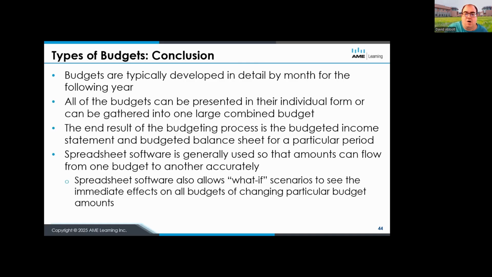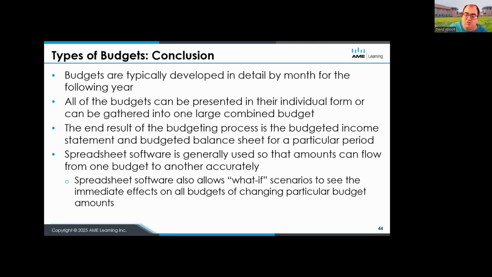So budgets are typically going to be developed in detail by month for the following year. All of the budgets can be presented in their individual form, or they can be gathered together into one large budget. The end result of the budgeting process is the budgeted income statement and the budgeted balance sheet for a particular period, and that's what we're working up toward.